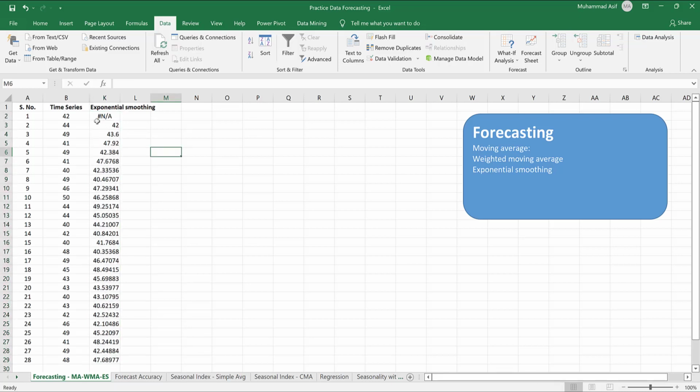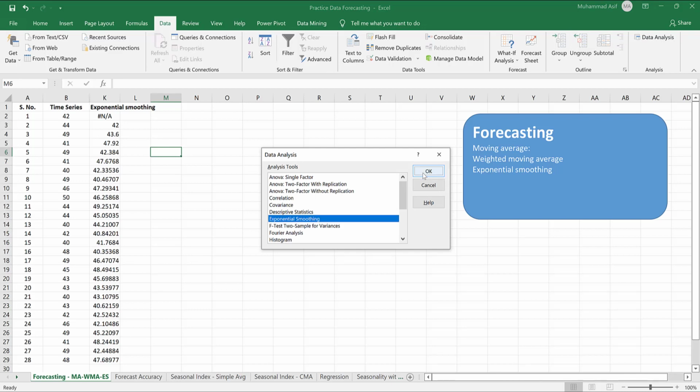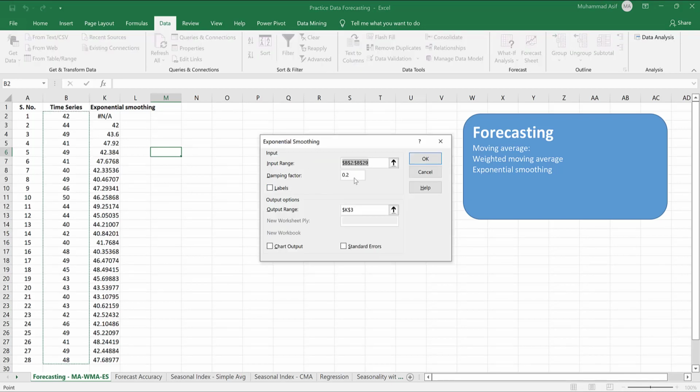So this shows that for the first one it's not applicable, which means we don't have any forecast, because obviously at this point we did not have any data. However, once we have data, then the first value is moved here. That becomes our first forecast, and then afterward forecast is calculated. So that's exponential smoothing. And again, in exponential smoothing, there are two inputs. One is the input range and the other is dampening factor.